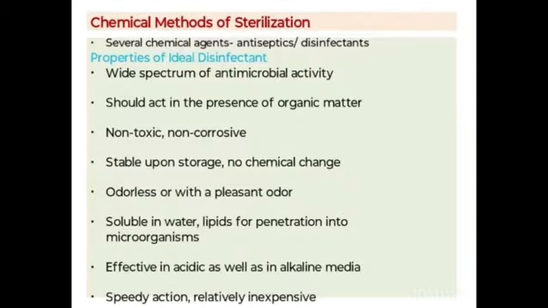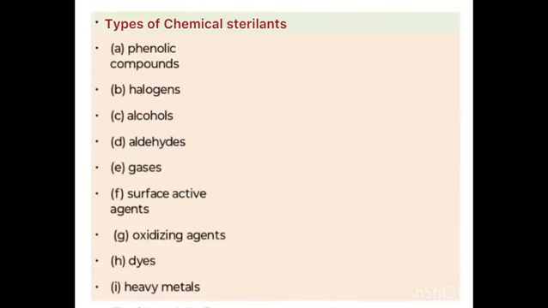Chemical methods of sterilization. Several chemical agents, antiseptics and disinfectants. Properties of an ideal disinfectant: wide spectrum of antimicrobial activity. Should act in the presence of organic matter. Non-toxic, non-corrosive. Stable upon storage, no chemical change. Odorless or with a pleasant odor. Soluble in water and lipids for penetration into microorganisms. Effective in acidic as well as in alkaline media. Speedy action, relatively inexpensive.